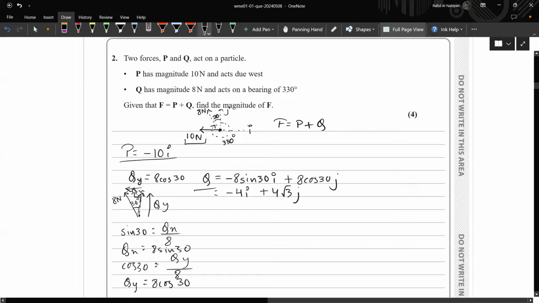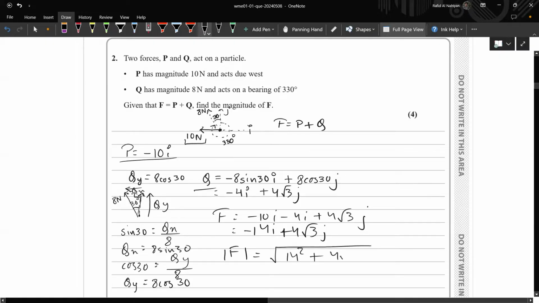And now basically F is the resultant of these. So if I just add these two vectors, minus 10I minus 4I plus 4 root 3J, I will find the resultant force in vector form. So it's going to be minus 14I plus 4 root 3J. They asked for the magnitude of F, and we all know how to calculate the magnitude. It's just the root of 14 squared plus 4 root 3 squared. If I put it in the calculator, I get 2 root 61 Newton.